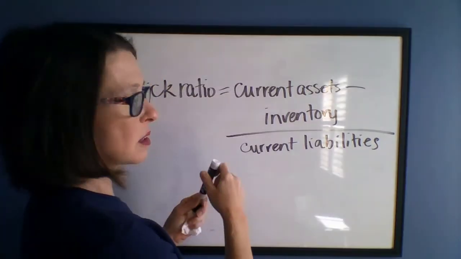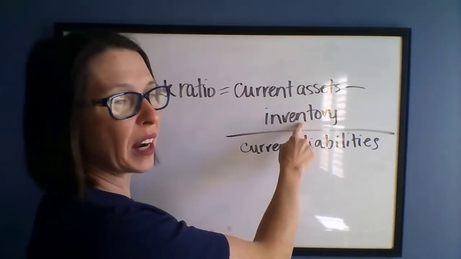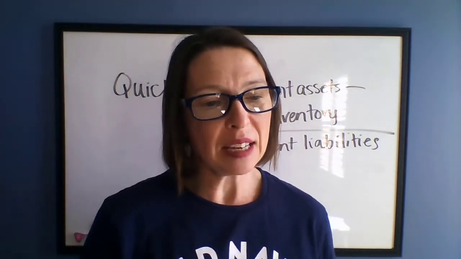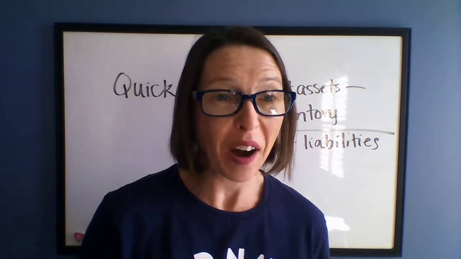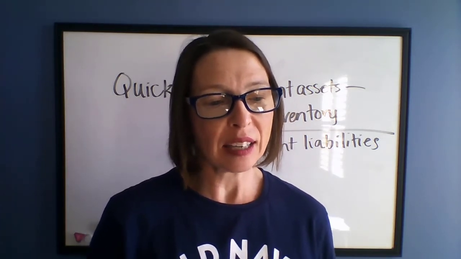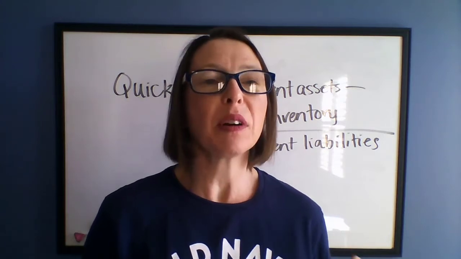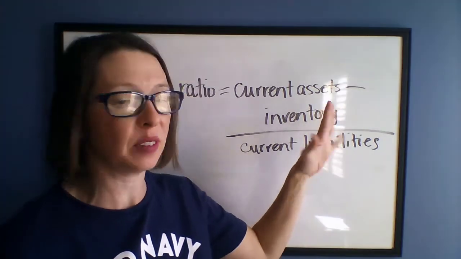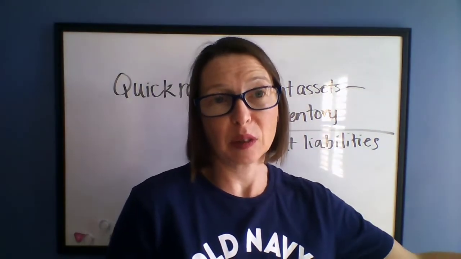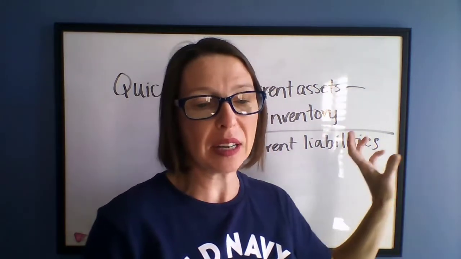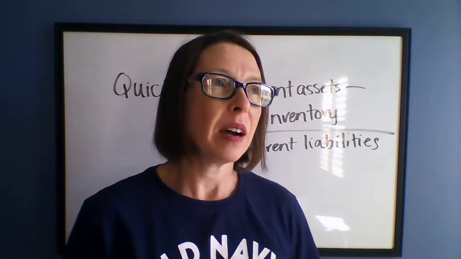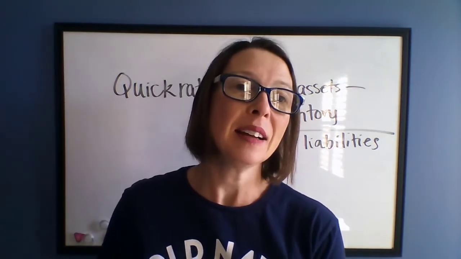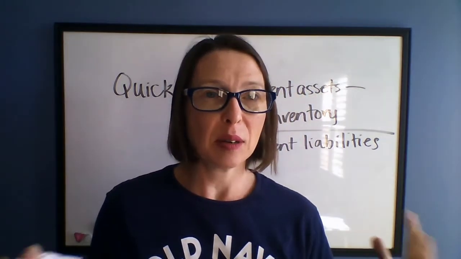This is similar to the current ratio, except that we are subtracting inventory from our current assets. The quick or acid test ratio tells a somewhat different story than the current ratio, because inventory can account for half of a company's assets, so we want to take it out. Obviously, a company that has a lot of inventory is different from a service company that has very little inventory.